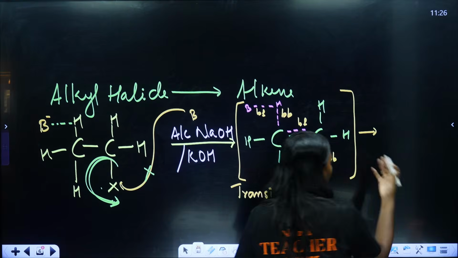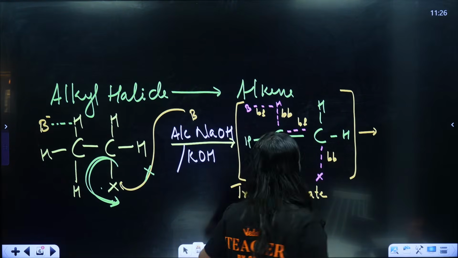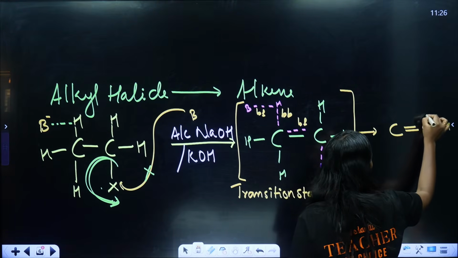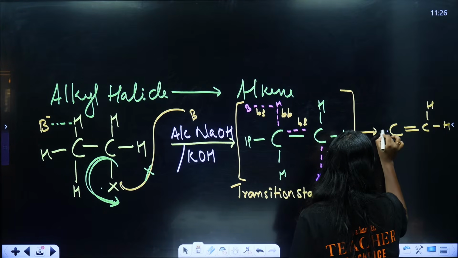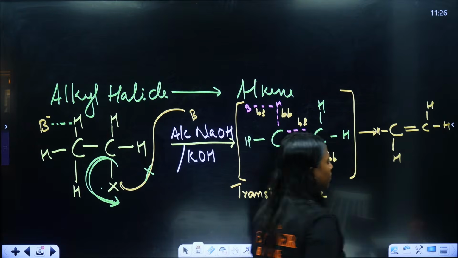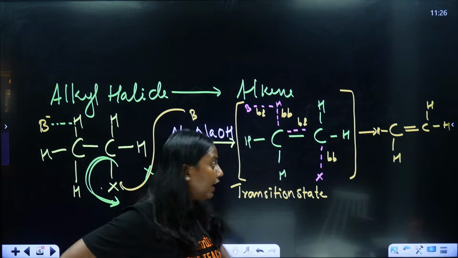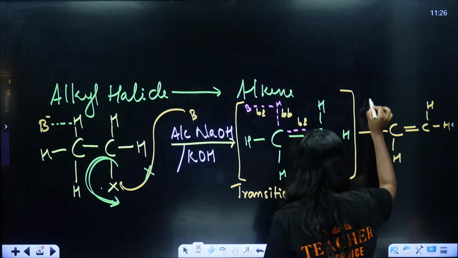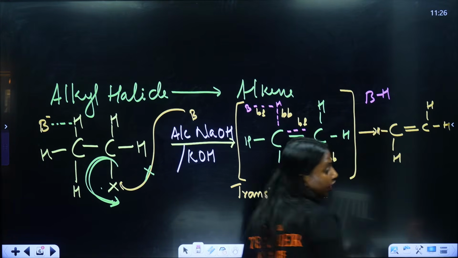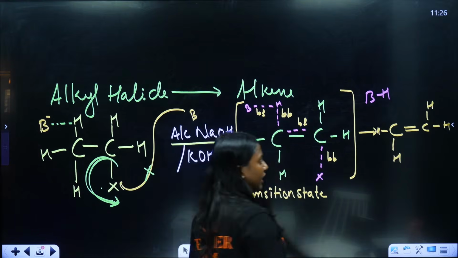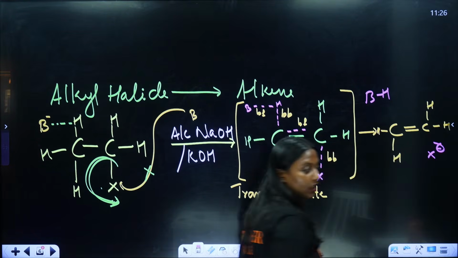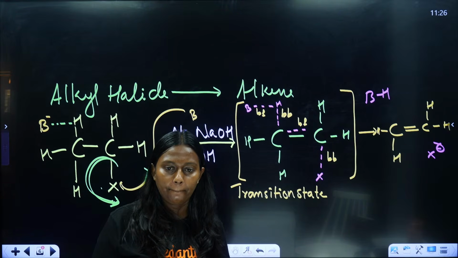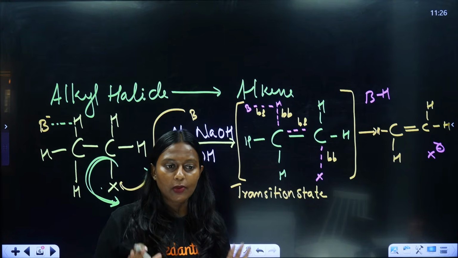Okay, I'm going to write the perfect product. So C double bond C, hydrogen is there here, another hydrogen, 1 2, here one hydrogen, and here also another hydrogen. You will get alkene, and you will get another product, BH. You will get BH also, and X will eliminate from here. I hope it's clear. Any doubt in this mechanism?